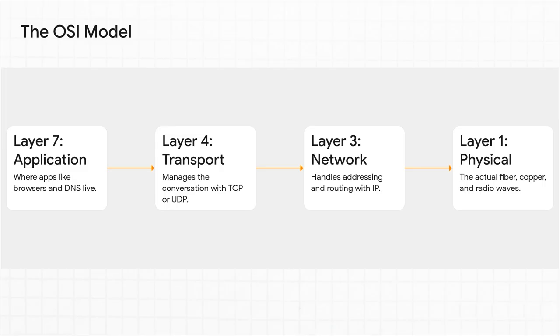Way up at the top, the application layer. That's where things like DNS live. Go down a few steps to the transport layer, and that's where TCP and UDP decide on the rules. And right under that, at the network layer, you have the IP addresses and the routers doing their job. It's just a neat way to see how each task has its own place.